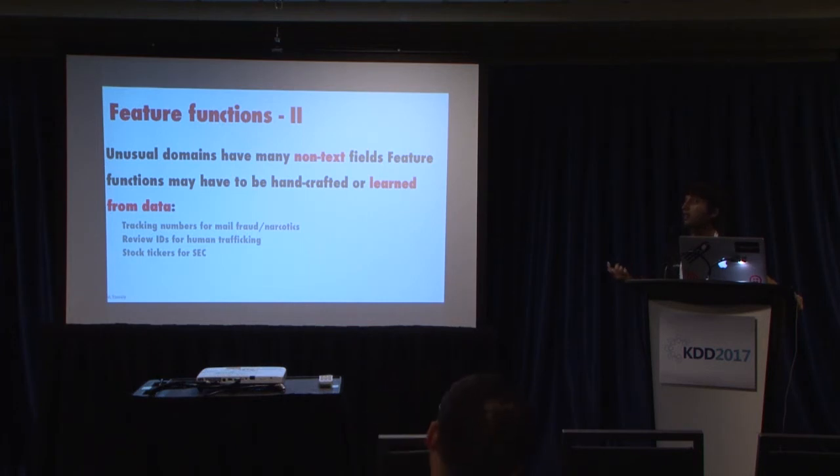we can't use a standard numeric feature for tracking number. We can't use a standard string feature for review ID. If a character changes or the ID changes, even in one character, it's meaningless. It doesn't matter whether two review IDs or two social media IDs are different in one character or several characters. It's a harder problem than just comparing the strings. And of course, the stock tickers for SEC, which is an interesting example because it turns out that stock tickers don't really follow a clean-cut pattern.